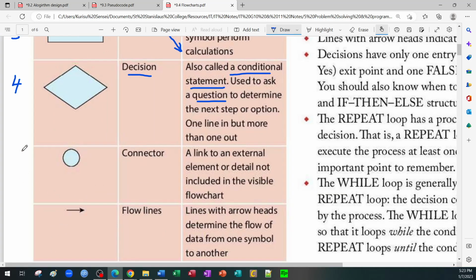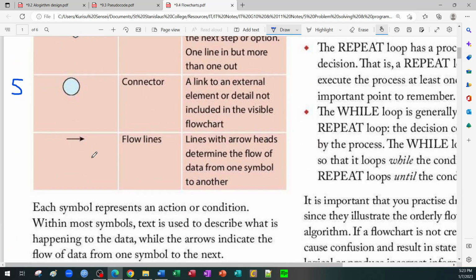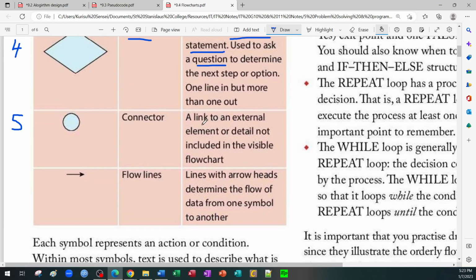So our fifth symbol, the connector symbol. Now notice this symbol is a circle in contrast to our oval once again. The connector symbol is a link to an external element or detail not included in the visible flowchart. So basically, in a nutshell, it is used as a link. It is used to connect, hence the word connector. What is it connecting? It's basically connecting one part of a flowchart with another part of a flowchart.